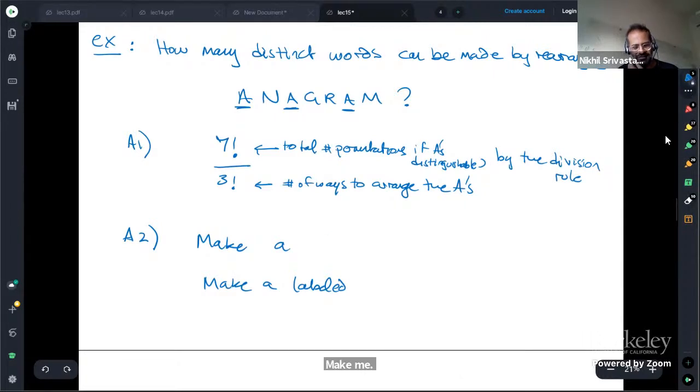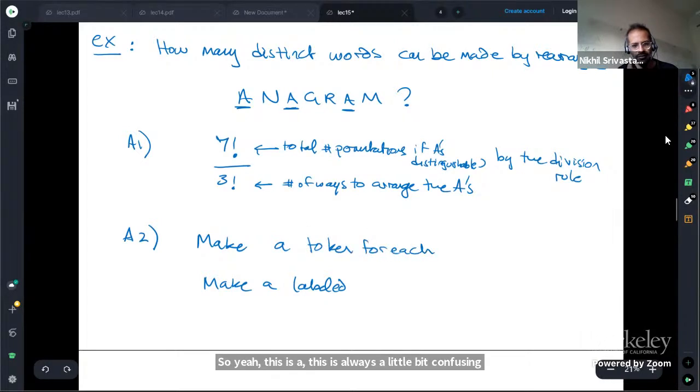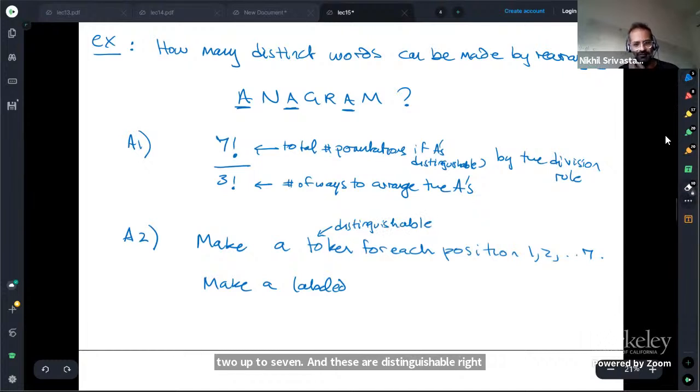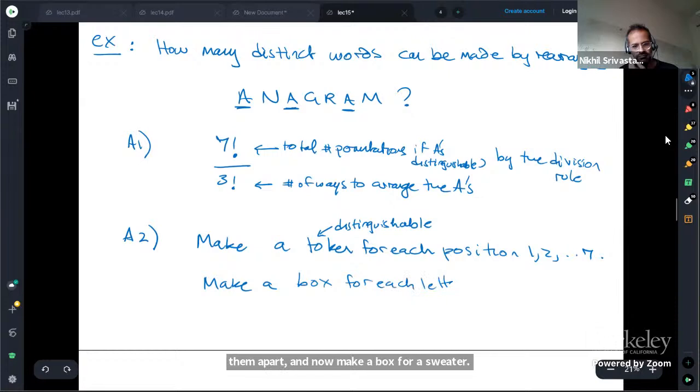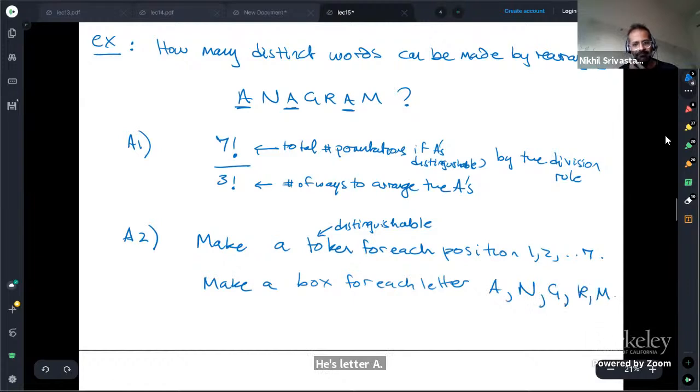So yeah, this is always a little bit confusing. Make a token for each position, 1, 2, up to 7, and these are distinguishable, right? Because the positions are really not the same. You can tell them apart. And now make a box for each letter. Each letter A, N, G, R, and M.